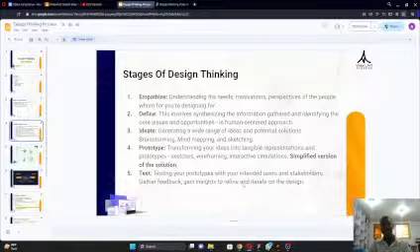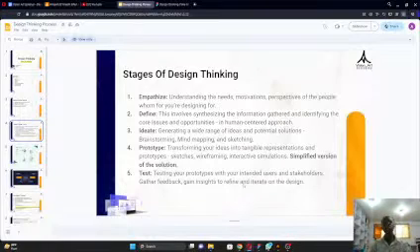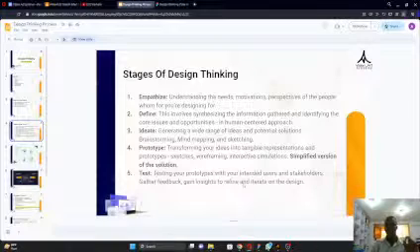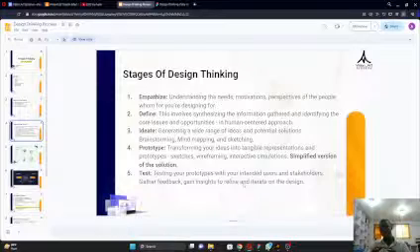You need to gather information about those existing apps, those existing platforms, and figure out where people are still facing issues, and that's what you are going to take note of and use to make your own design unique. So that's what empathize comprises. You need to try to understand them.